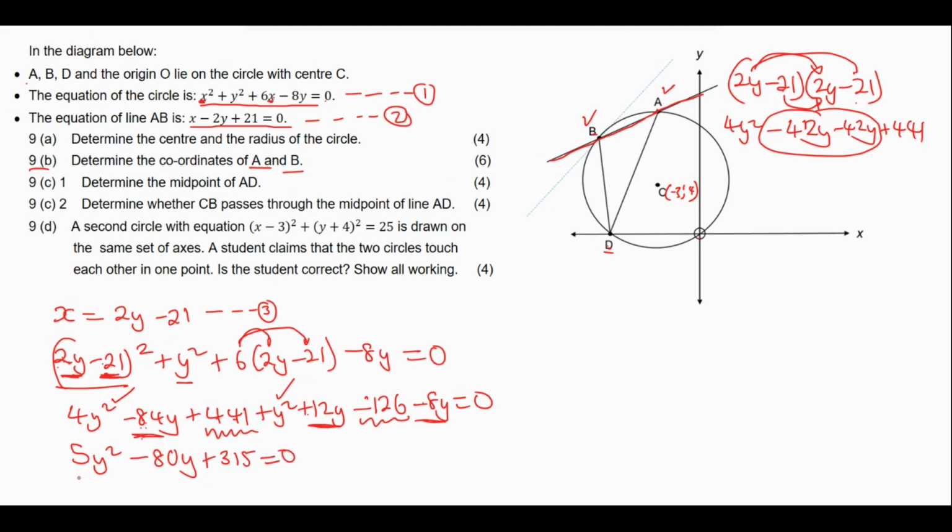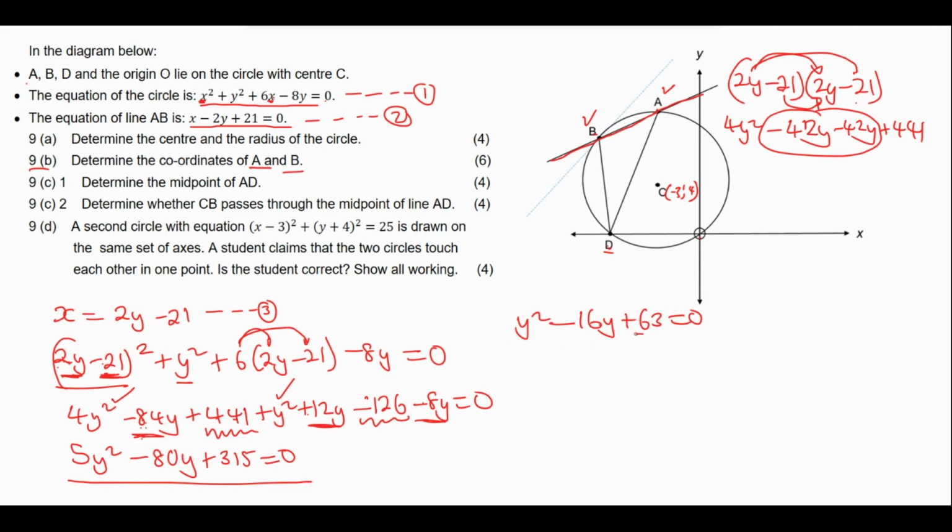Okay, then we can divide everything by 5 here so that we can simplify our standard form of the quadratic trinomial. So divide everything by 5. You get y squared minus 16y plus 63 is equal to 0. Then we can factorize here. If you fail to factorize, you can use even the quadratic formula.